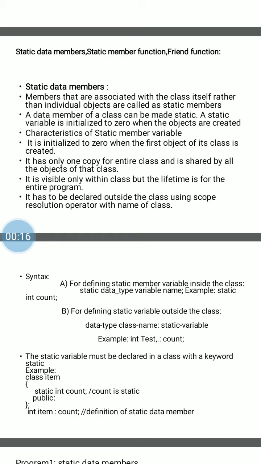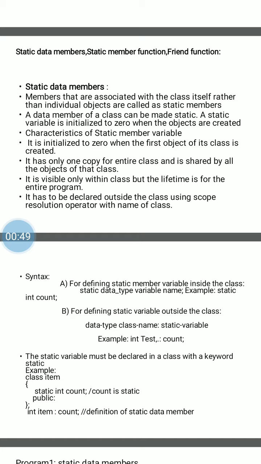Normally data members, means variables, are associated with objects. For example, in previous lecture we learned about memory allocation for object. In that case, we discussed one example, that is roll number, name, marks. All these are data members or variables of the class student.